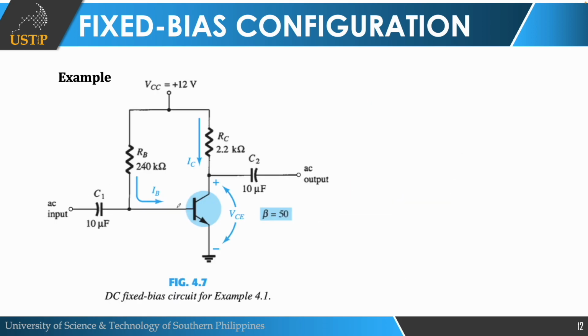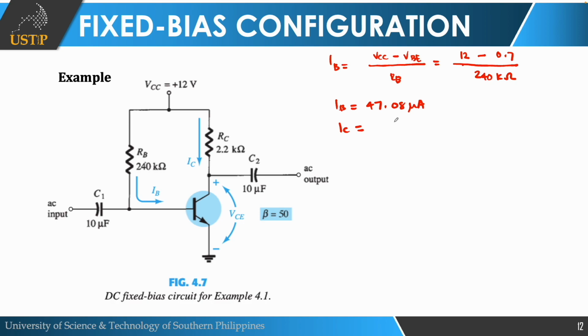Let's start with getting the IB. Remember, we have the expression IB is equal to VCC minus VBE all over RB. So we have VCC equivalent to 12 volts minus VBE, which is always approximately 0.7, divided by RB, which is 240 kilo ohms. We will get a value of IB equivalent to 47.08 microamperes.